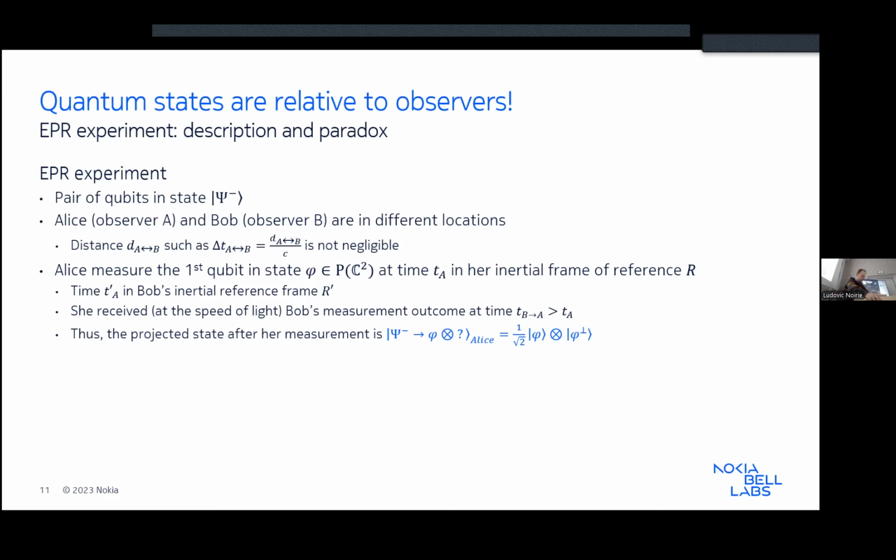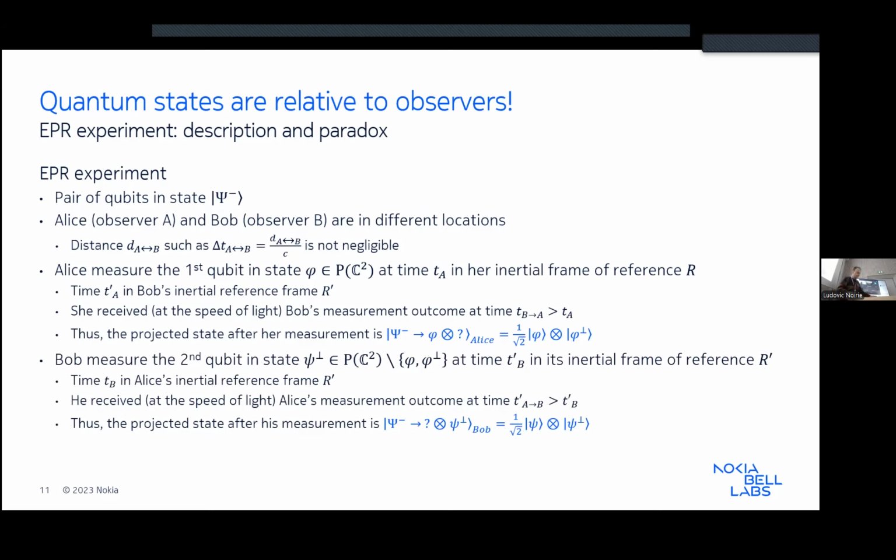And the time at which Alice will receive the result of Bob in Bob's inertial frame of reference R prime will also be greater. Thus, the projected state after the measurement is this one, giving for Alice the state of the pair being phi orthogonal. Now, Bob may do another experiment. Again, he will do a measurement on the second qubit, in the basis psi orthogonal, at a given time in his inertial frame of reference, which corresponds to a time in Alice's inertial frame of reference.